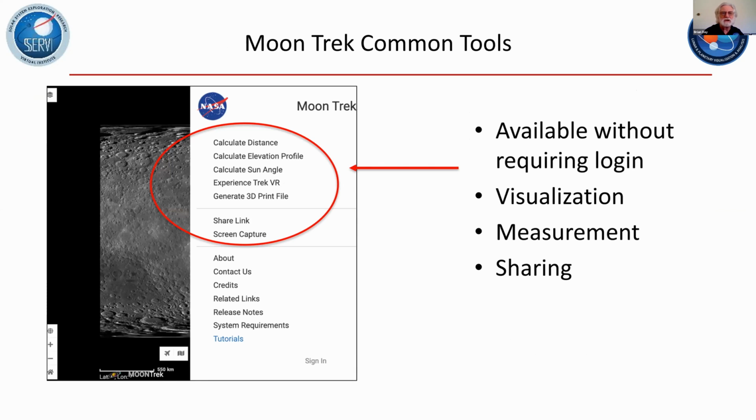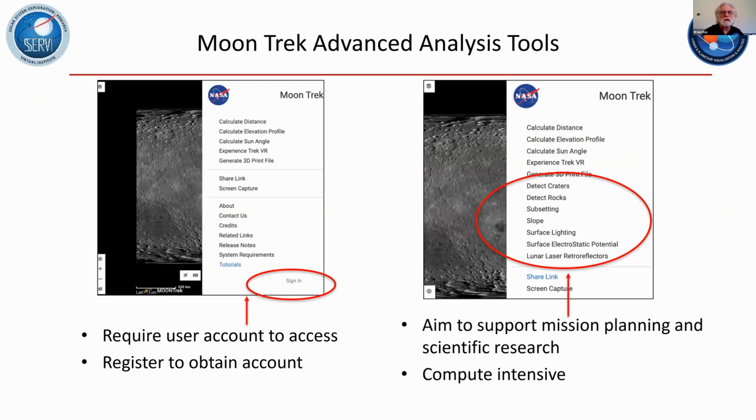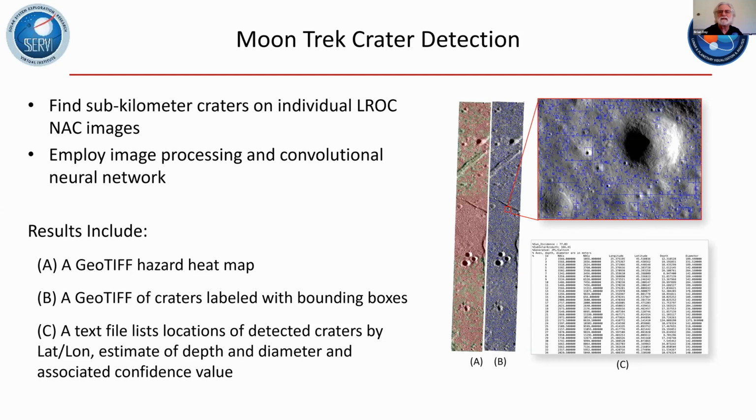But if you're a researcher, you can go through the sign-in menu and get account-level access that will provide you with more computing-intensive tools. Those include machine learning-based crater detection, rock detection, subsetting, slope analysis, and surface lighting, as well as surface electrostatic potential analysis that's based on the work we heard about earlier from Bill Farrell. Let's take a look at a few quick examples here.